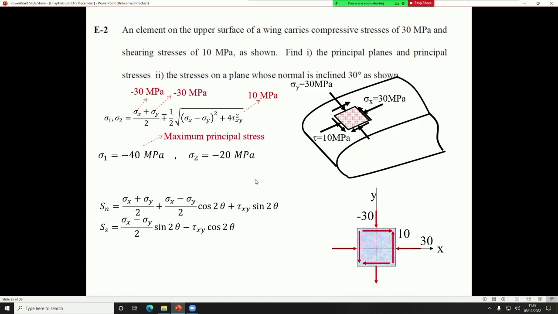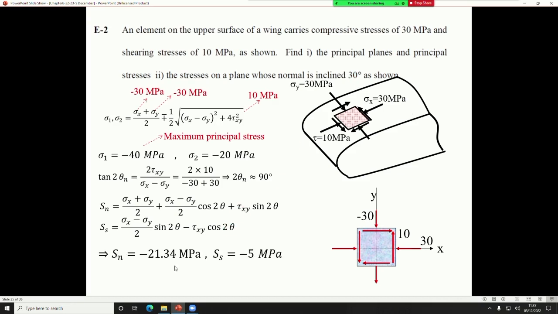So we have the maximum principal stress of minus 40 and the minimum principal stress of minus 20. Obviously, it's the absolute value which is important. And for the directions, tangent of 2 theta n equals 2 tau xy divided by sigma x minus sigma y, which is 90 degrees. So 2 theta n is 90 degrees. It means theta n is equal to 45 degrees. And it's asking us to find on this plane, theta is 30 degrees. So in this equation, it becomes 60 degrees. So this is the normal stress acting on the plane and the shear stress acting on the plane.